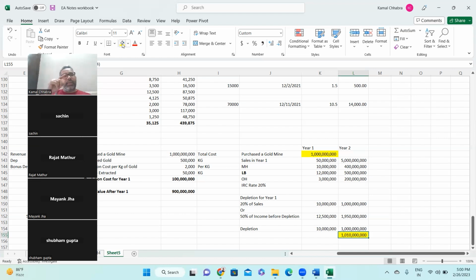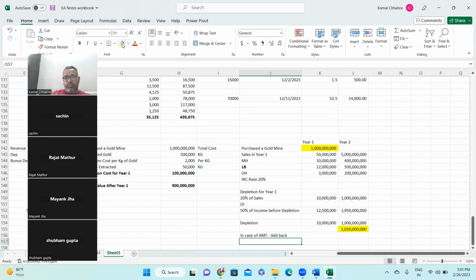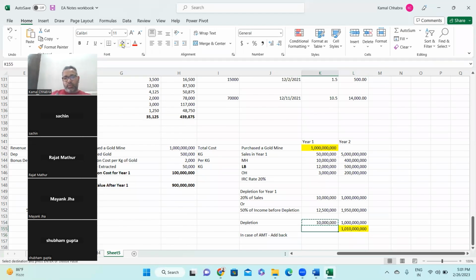But this is for normal tax calculation. But when you do alternative minimum tax, in which you need to pay bare minimum tax, then this $10 million will be added back. In case of AMT, alternative minimum tax, you need to add back this much amount to the income.